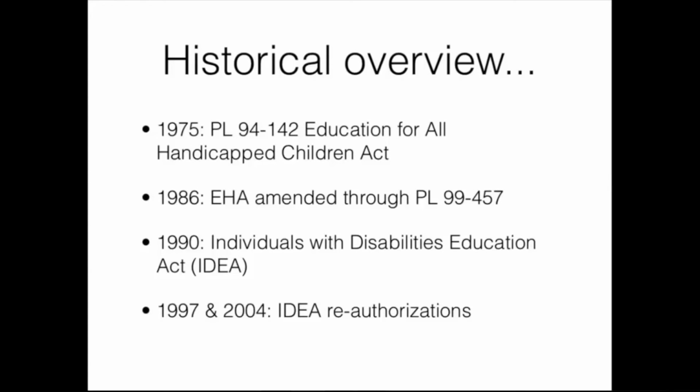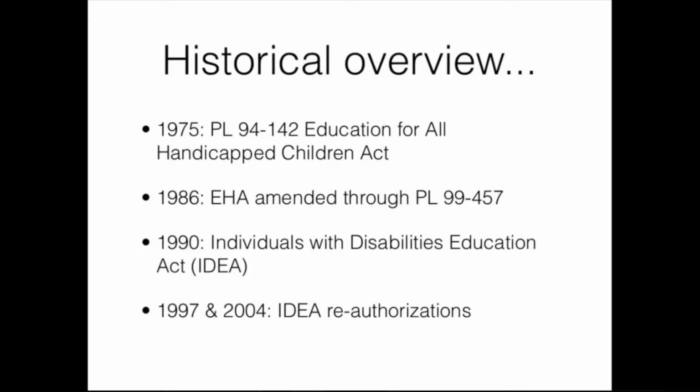So for a quick historical overview, in 1975, Public Law 94-142 was known as the Education for All Handicapped Children Act, and this is what first established free and appropriate public education for all school-aged children. So really, prior to 1975, there was no law that guaranteed special education services to children who had disabilities. But this law really only covered children who were of school age.